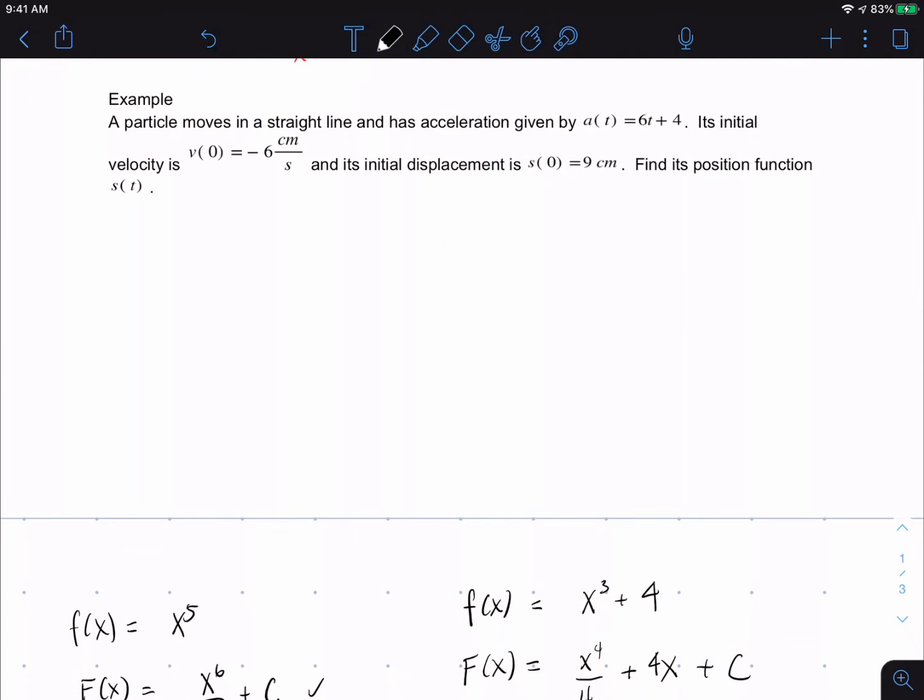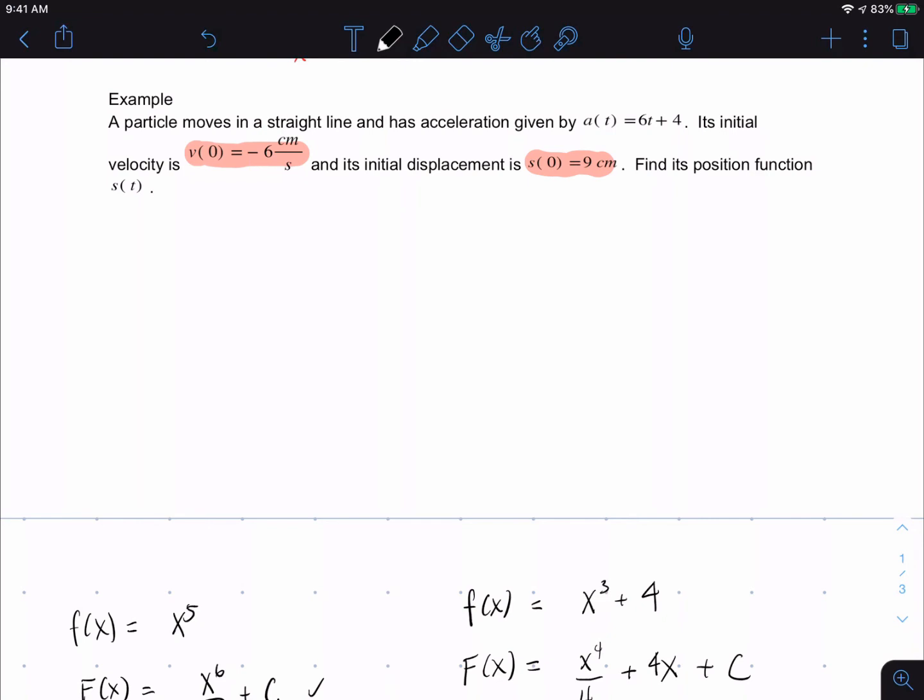Okay, so let's go up and do this little particle movement problem. There's some cool stuff being told to us here. It says the particle is moving in a straight line, and it gives us the formula for the acceleration, and then 2 bits of information. The velocity is negative 6 centimeters per second when the time is 0, and the position is 9 centimeters at time 0. They want us to find the position function, s of t.